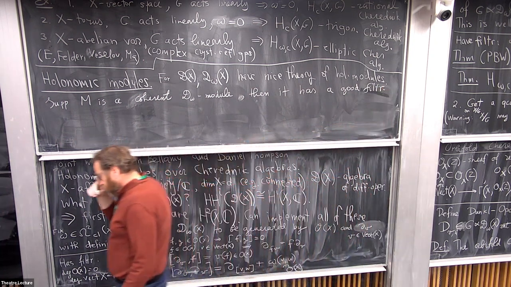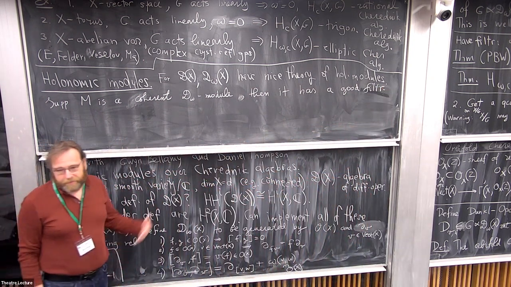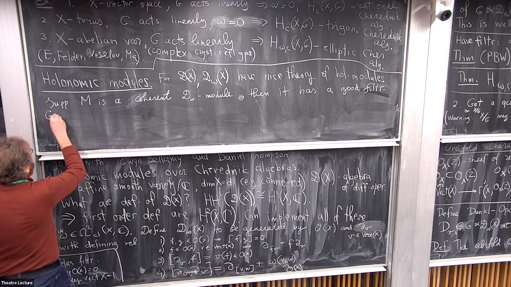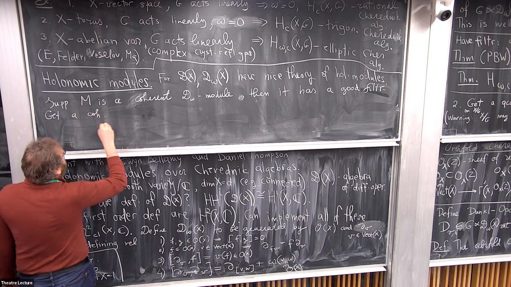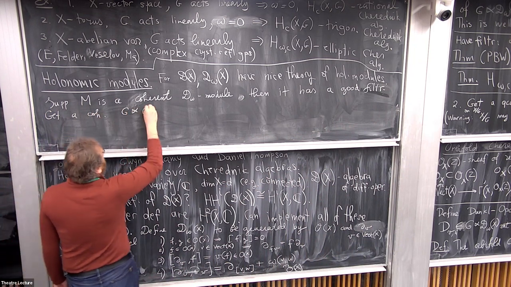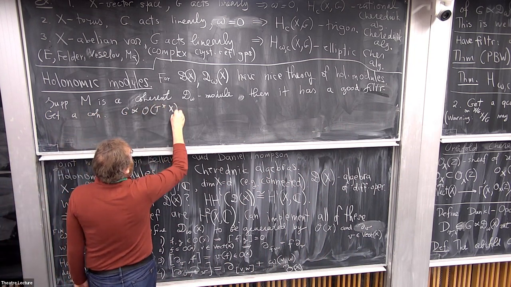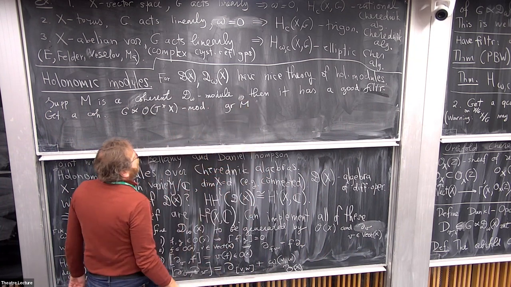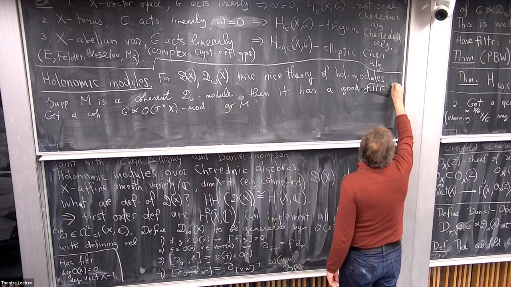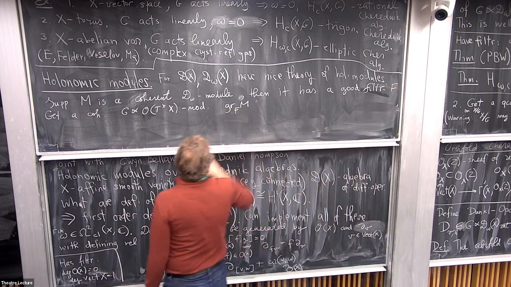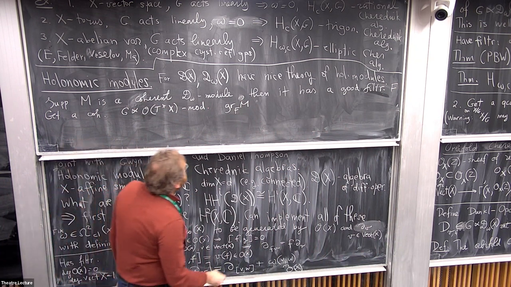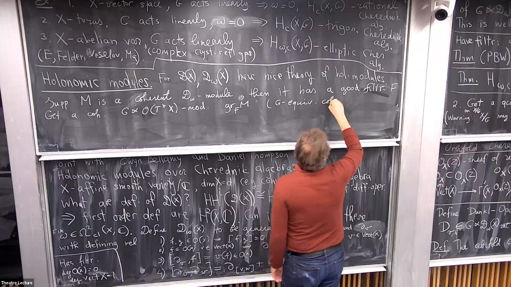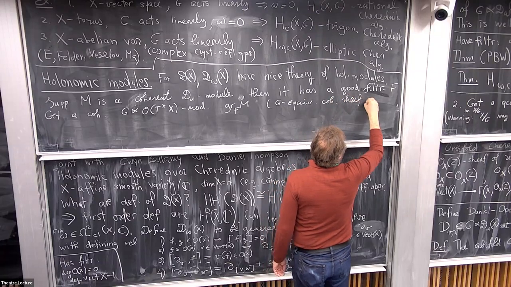Which means that the associated graded is also going to be finitely generated over the associated graded algebra. And so we get a coherent G semidirect product of T star X module, let me call it F. It depends on the filtration. And so this means this is just a G equivariant coherent sheaf on T star X.